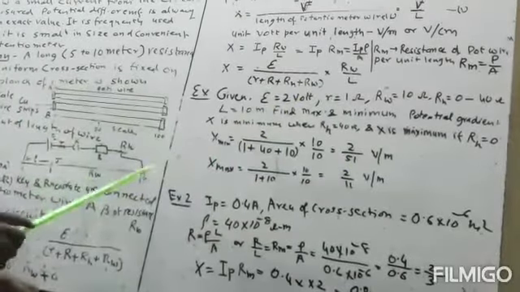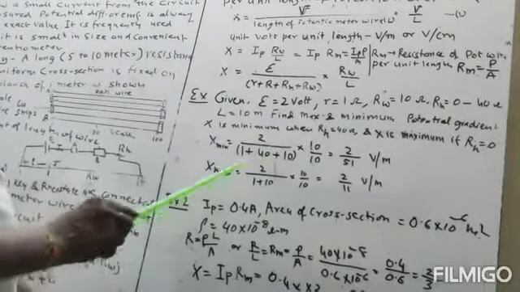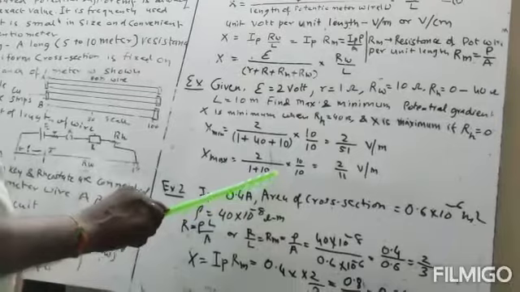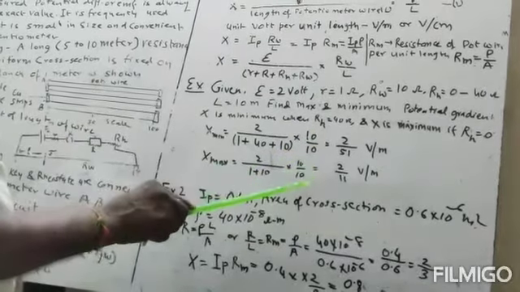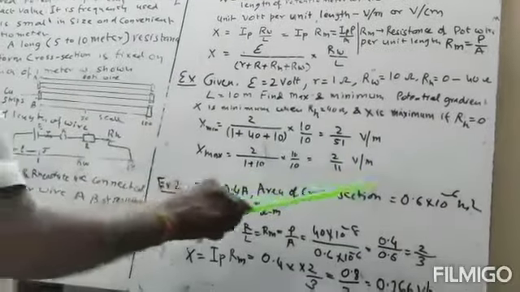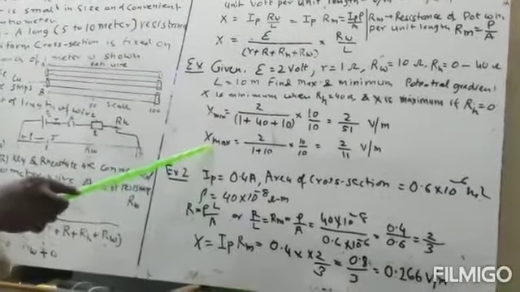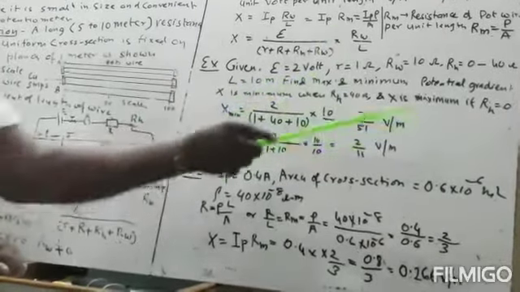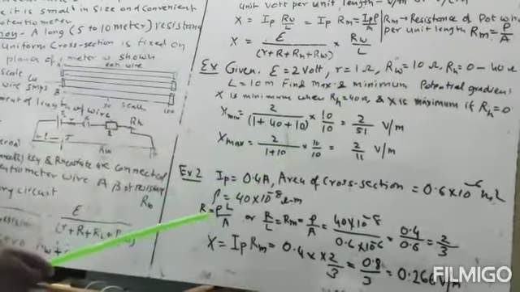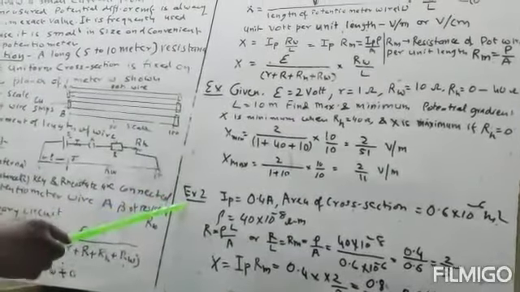What will be the maximum potential gradient? The maximum potential gradient will be when RH is equal to 0. So X maximum will be equal to EMF divided by internal resistance plus Rw 10, multiplied by Rw 10 divided by L 10. So this will be equal to 2/11 volt per meter. So in this way we can find the maximum and minimum value of the potential gradient. The maximum value will be when the rheostat has 0 resistance, and the minimum when the resistance is maximum, which is 40 ohm of the rheostat.